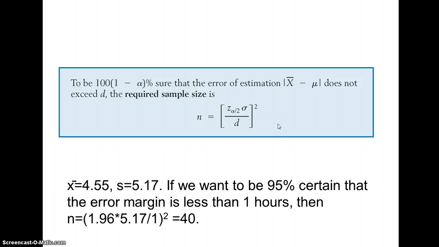First we finish the example we talked about last time. We have a little bit left. So if you're going to do a survey and you want your sample mean to be close to the population mean, and you want to know what the sample size should be, you can use this formula to determine your sample size. So if we want to be 95% certain and such that the error margin is less than 1 hour.